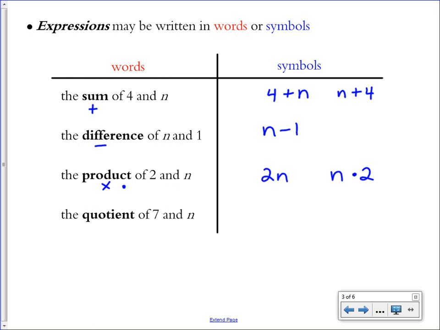It works both ways. But quotient, which means division, cannot be written both ways. It has to be written in the same order as the sentence. So the quotient of 7 and n is 7 divided by n. You'll most often see division written with a fraction symbol, though you might sometimes see this division symbol with the 2 dots and the line in between. And you cannot write division upside down. It completely changes the value of the expression.